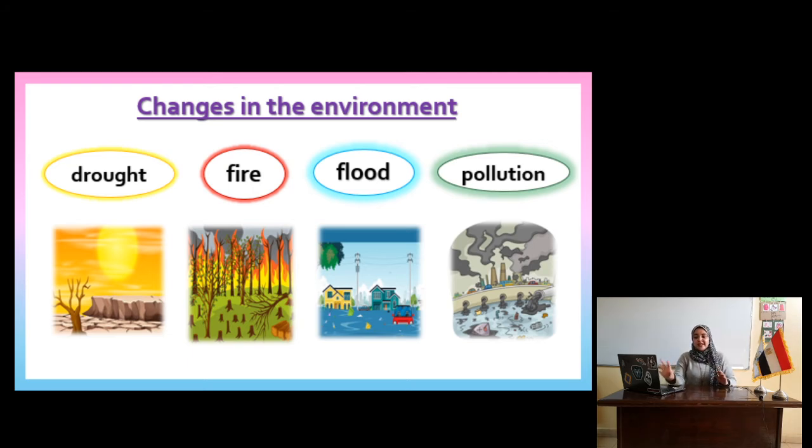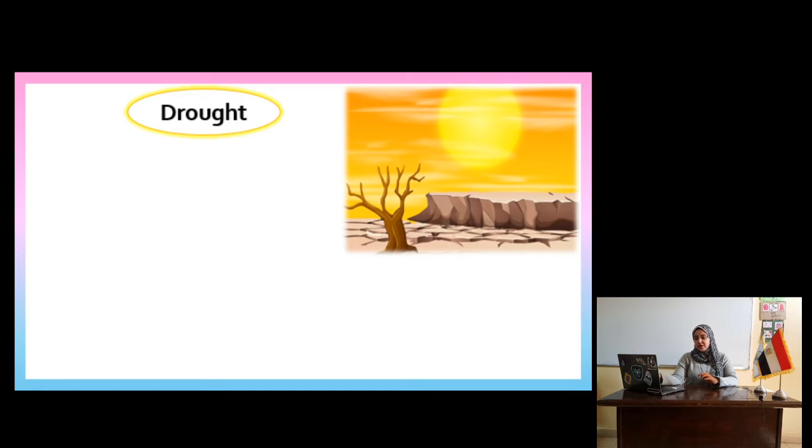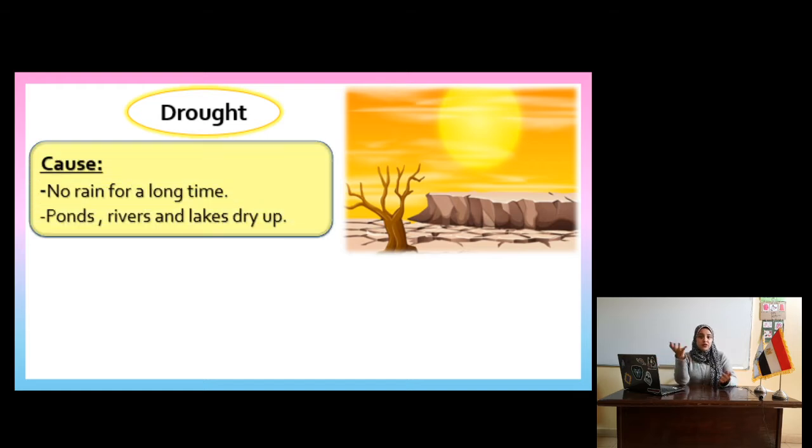The first one is drought. As you can see in the picture here, it's sunny, there are no plants, the land is cracked, there are holes in it. So what caused the drought? If there is no rain for a long time, there is no water. The rivers, ponds, and lakes will dry up. So there is no water coming from the rain or the rivers. It's dry. So this causes drought.